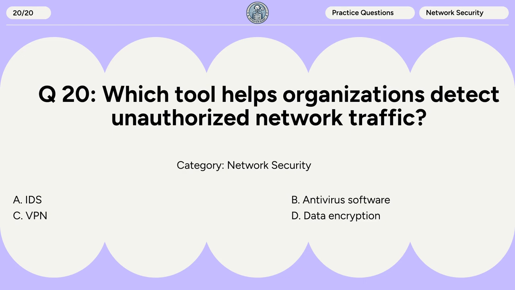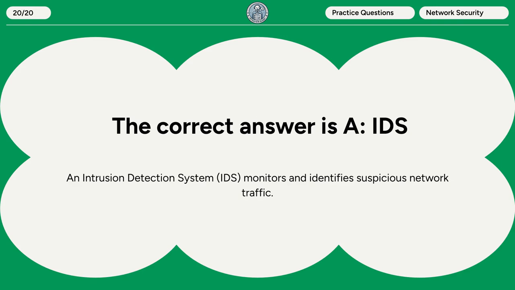Question 20. Which tool helps organizations detect unauthorized network traffic? A. IDS. B. Antivirus software. C. VPN. D. Data encryption. The correct answer is A. IDS. An intrusion detection system monitors and identifies suspicious network traffic.